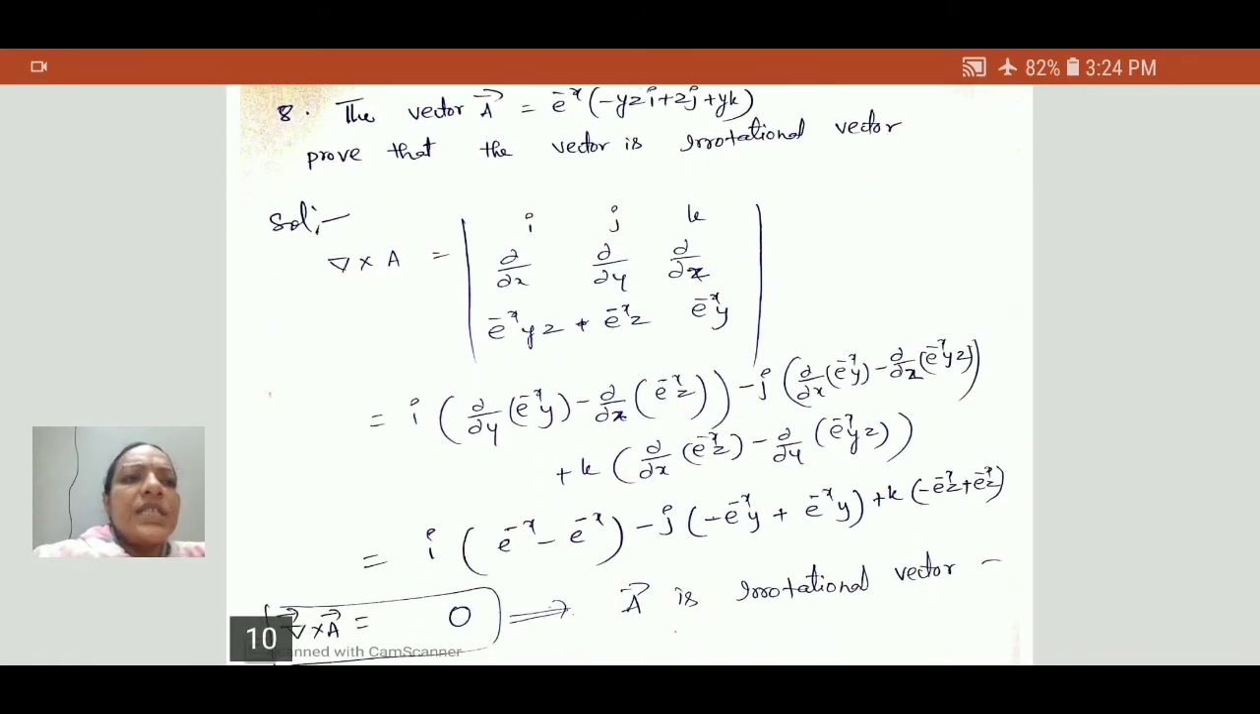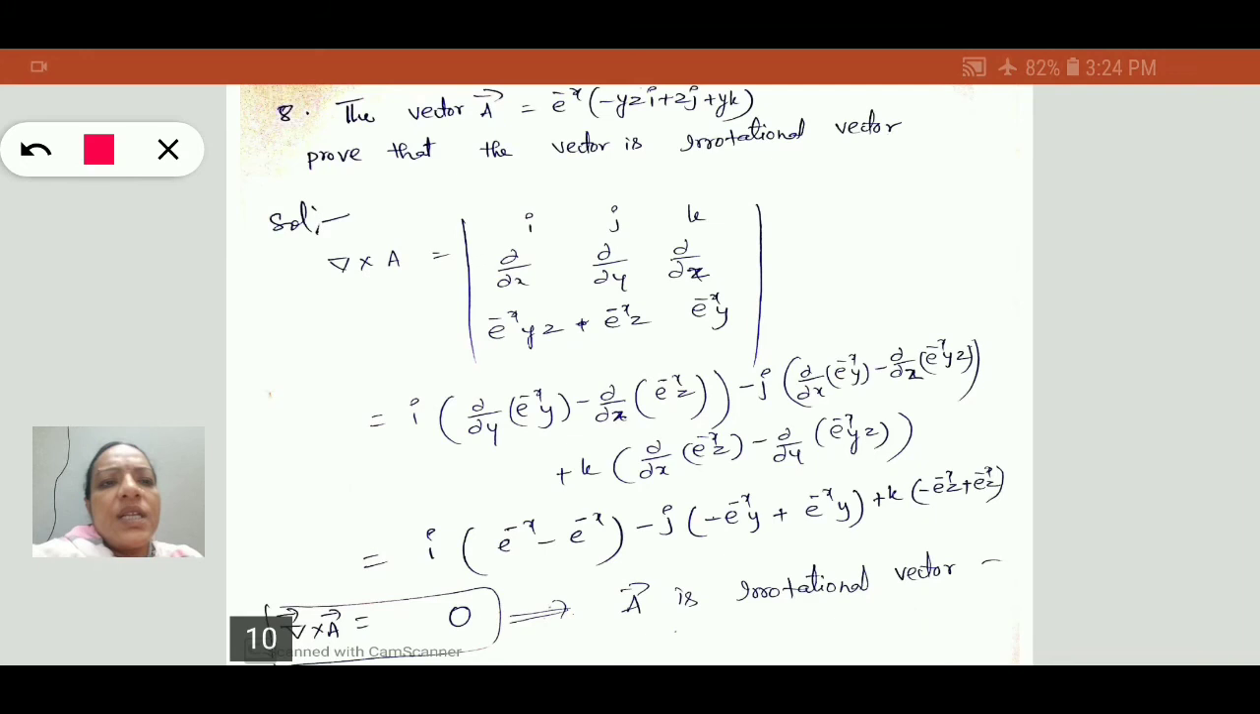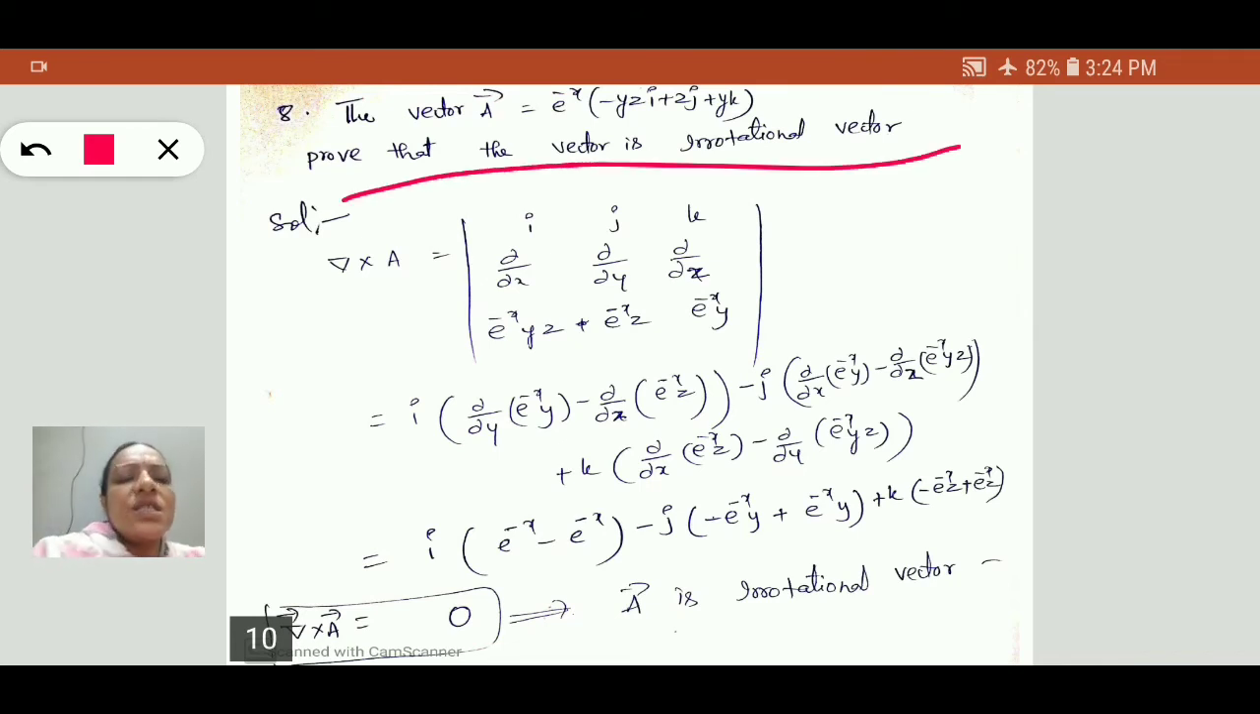Let us see another problem, which is also based upon the curl concept. The vector is given by A = e^(-x)(-yzi + zj + yk). Prove that the vector is irrotational. This is also a simple problem. We just have to find the curl of the given vector. If it is equal to 0, it is said to be irrotational. Otherwise, it is not irrotational.